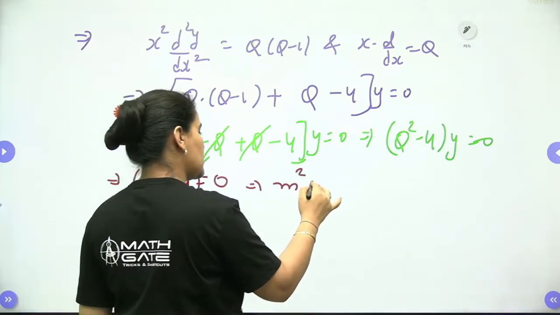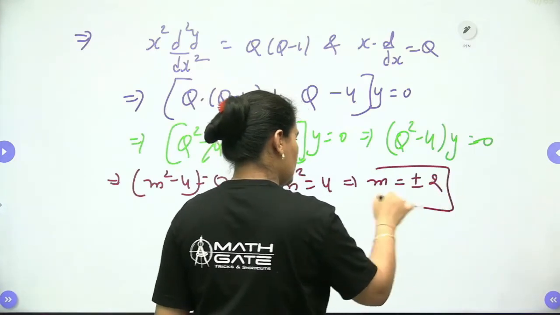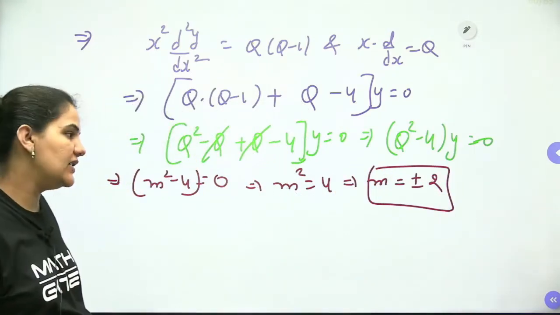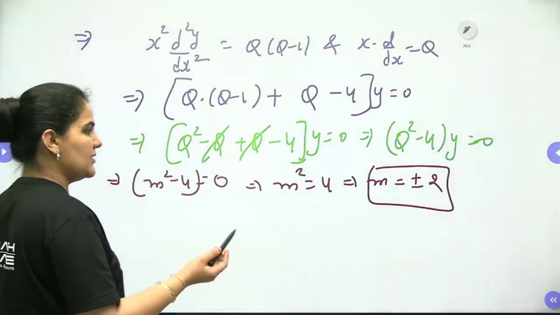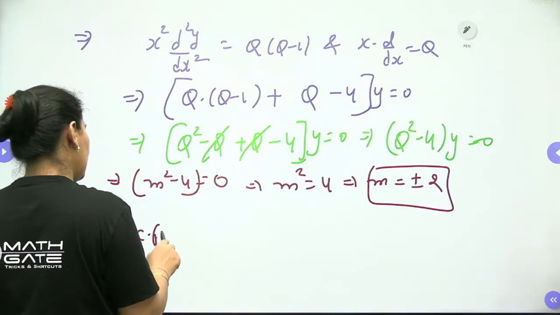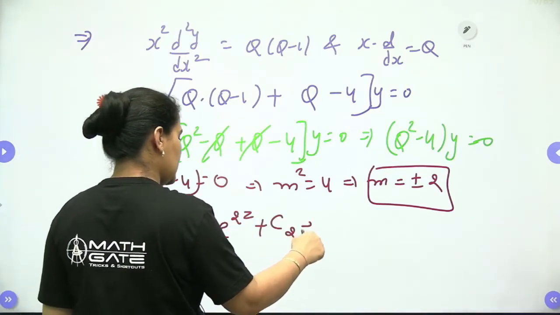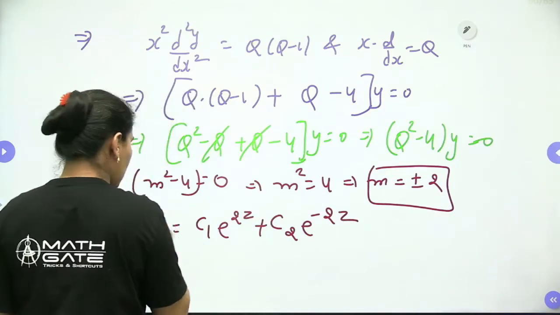So we can say m squared is equal to 4. Hence we can write down m is equal to plus minus 2 only. Exactly, right? So the value of m is plus minus 2, which means we have 2 roots. So the CF will become C1 e to the power 2x plus C2 e to the power minus 2x only.